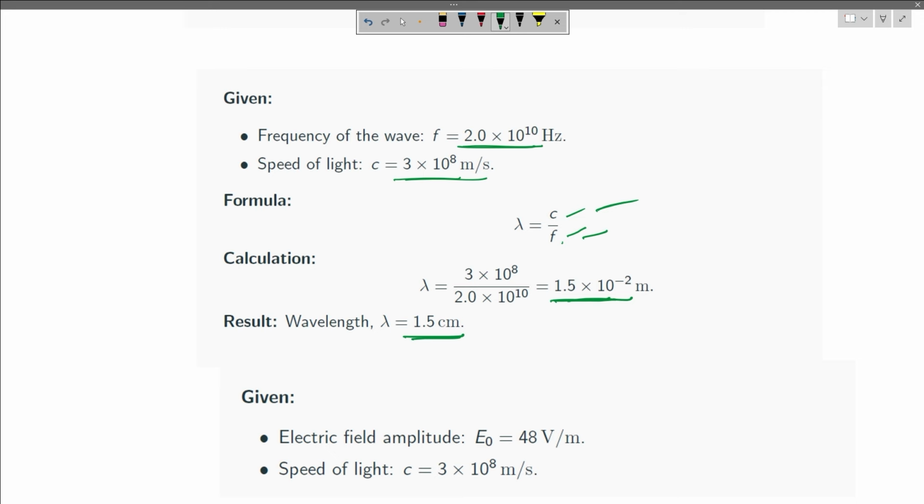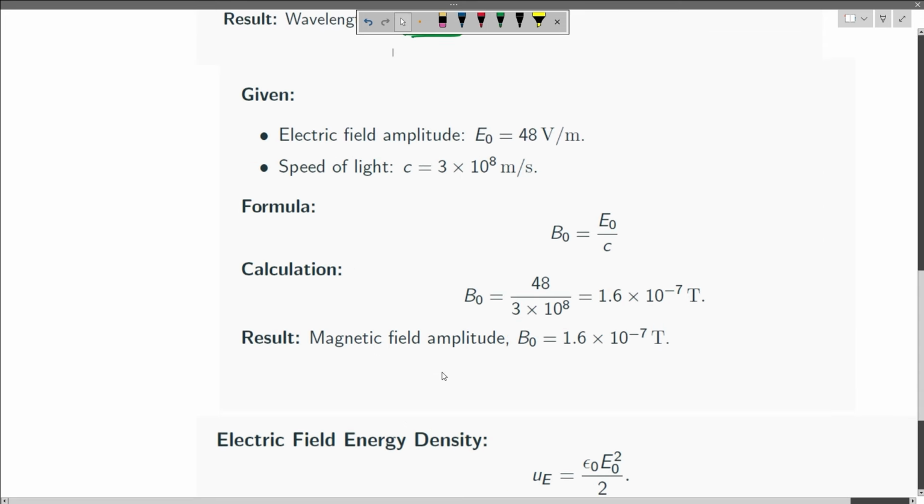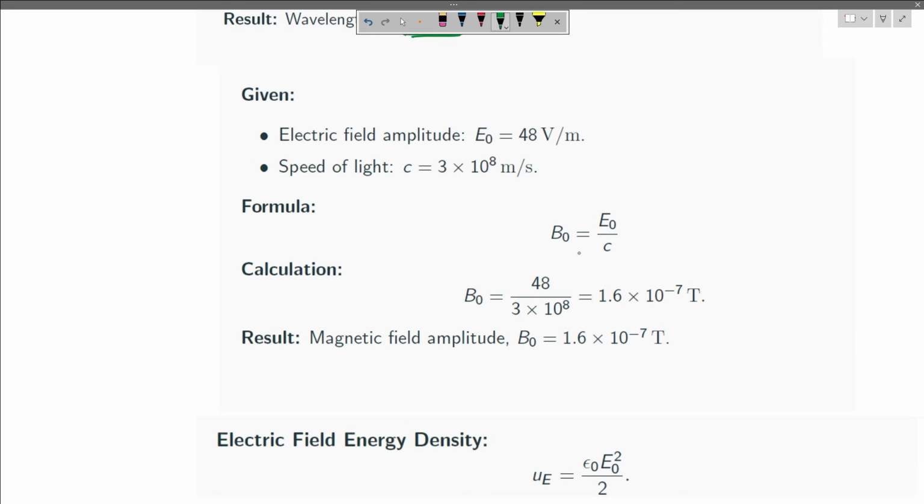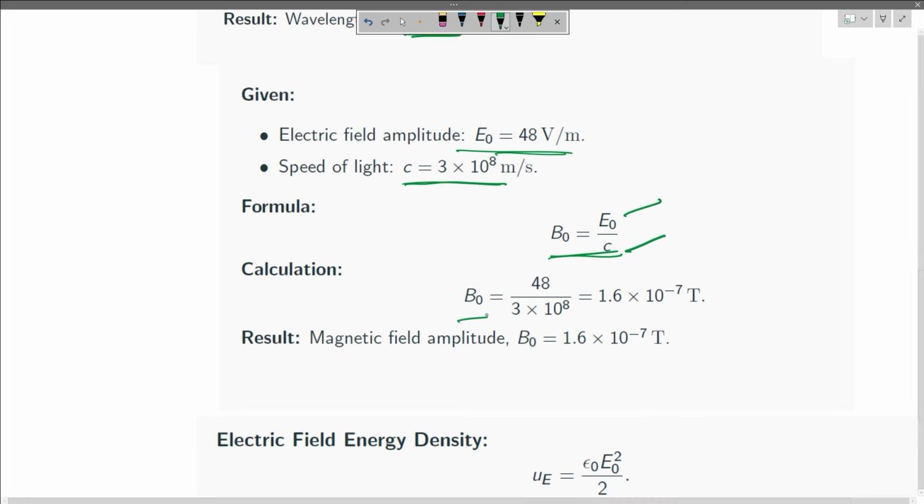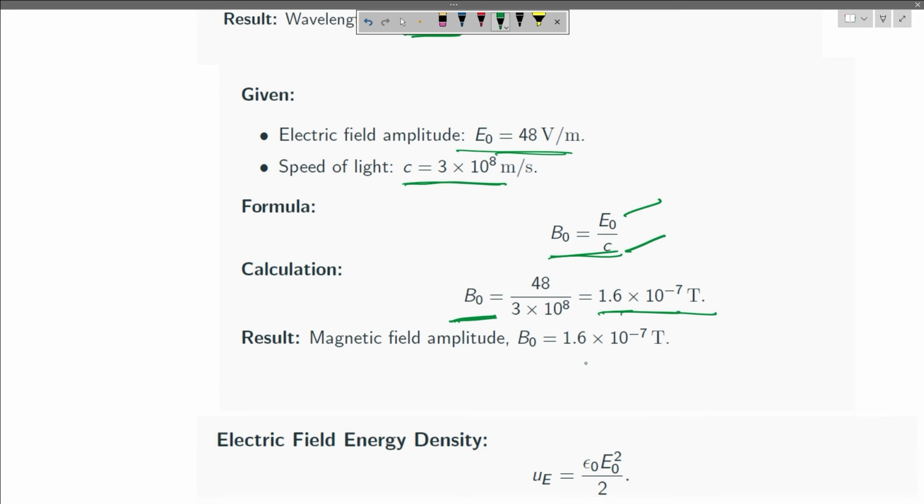Now let's find the magnitude of the magnetic field. We will use the formula B naught equals E naught by c. The electric field amplitude is given as 48 volt per meter, and the speed of light is 3 × 10^8 meter per second. Upon substituting the values of E naught and c, we get B naught, the magnitude of the magnetic field, as 1.6 × 10^-7 Tesla.